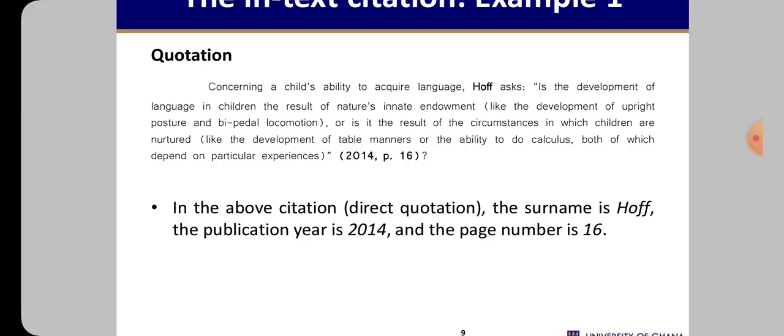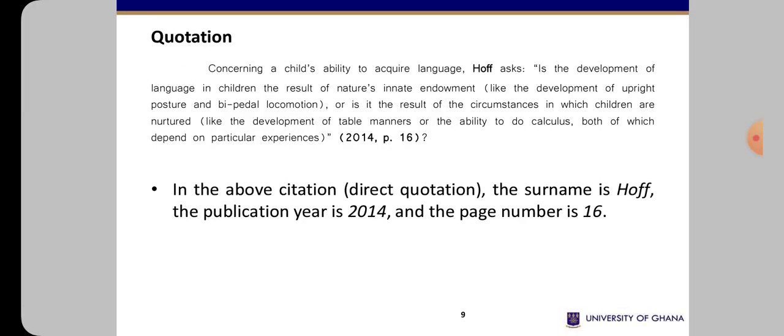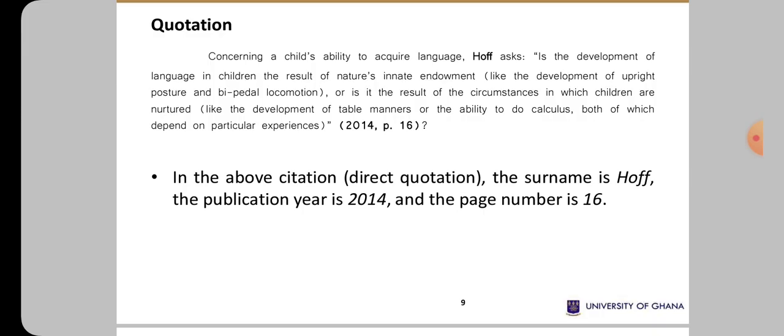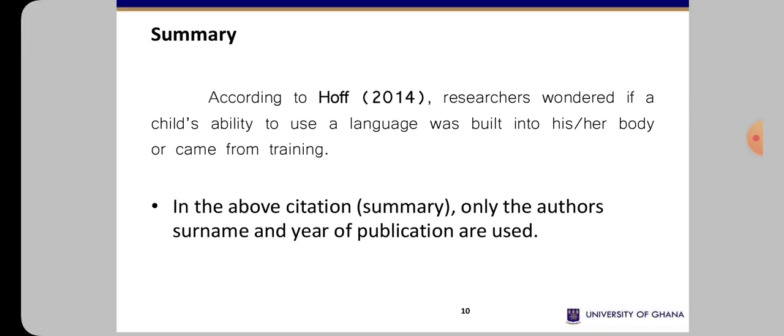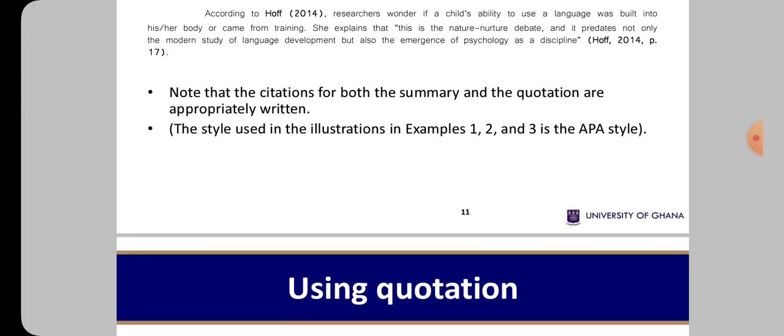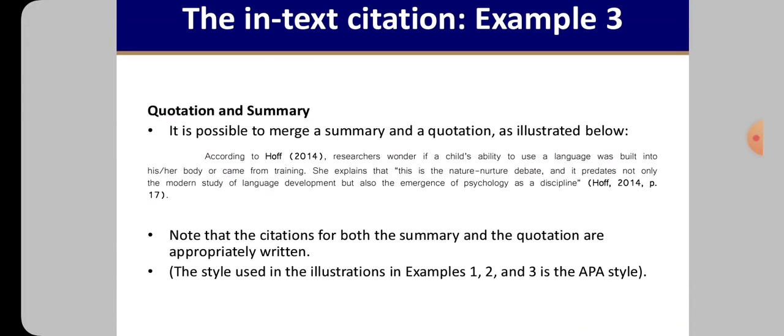It is the development of whatever. We quoted everything, and at the end of the day, we stated the year of publication and then the page number. But the second example, we summarize it. At the end of the day, you realize that we always quote the writer and then the year he wrote that book. So you must pay attention to it. Here we are coming to learn how we can merge a summary and a quotation together.